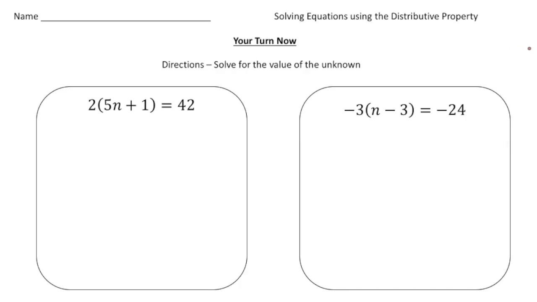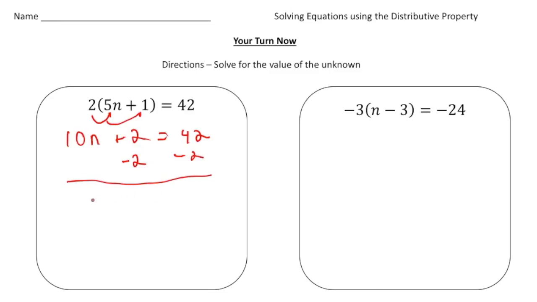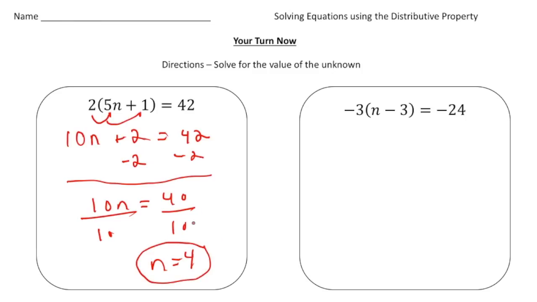All right, welcome back. Let's see how you did with these practice problems. Okay, so the first problem, it's 2 groups of 5n plus 1 equals 42. So I'm going to first distribute the 2 to both the 5n and the 1. So that will give us 10n plus 2 equals 42. Now I'm going to take away the 2 from both sides. And we get 10n equals 40. And then divide both sides by 10. And n equals 4. So there's the first solution. Okay, remember you can always take this and plug it back in. 5 times 4 is 20, and 20 plus 1 is 21, and 21 times 2 gives us our 42.